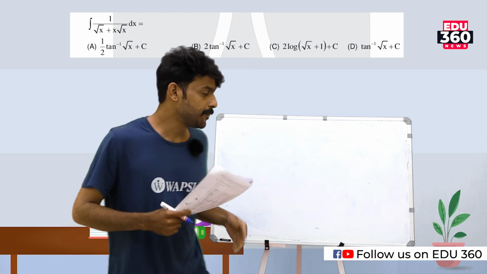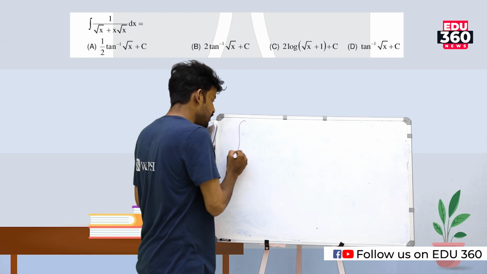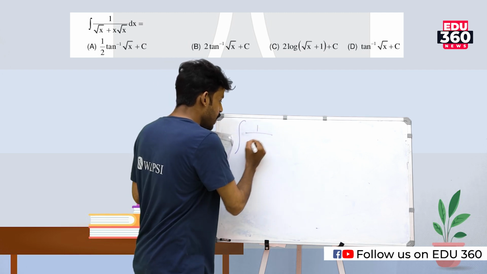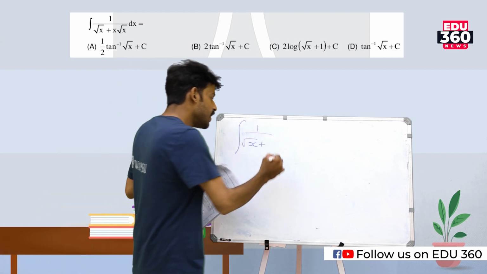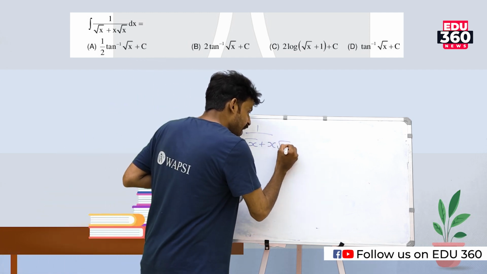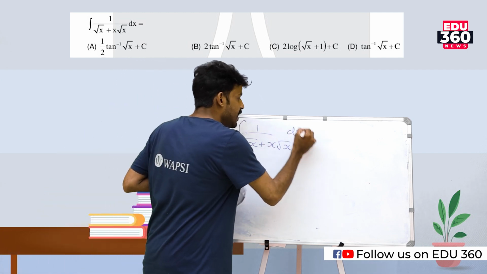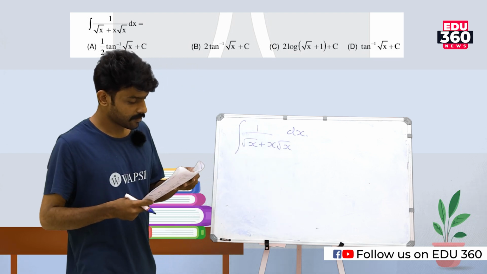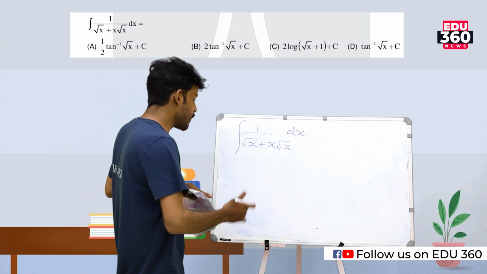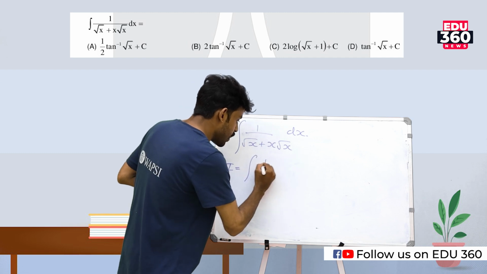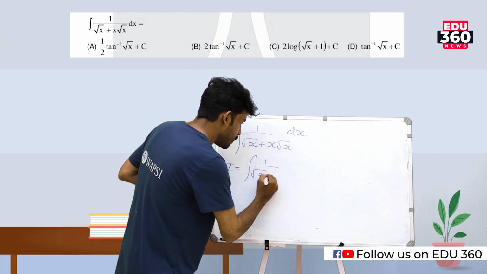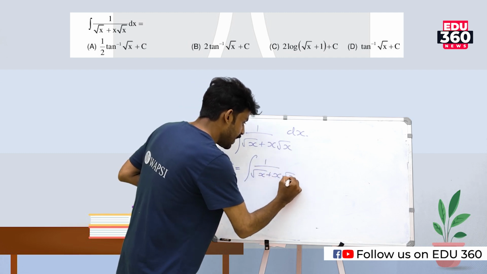We need to find the value. Okay, so the question is the integral of 1 by root of x plus x root x dx. So first of all we can write I is equal to the integral of 1 by root x plus x root x.